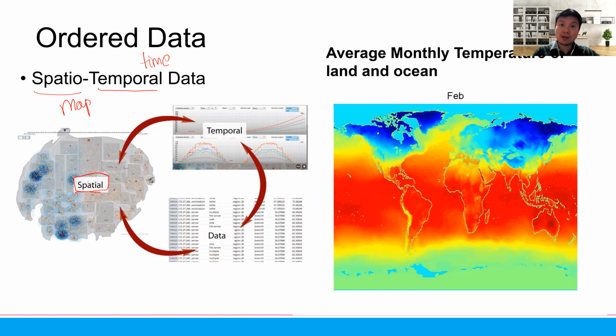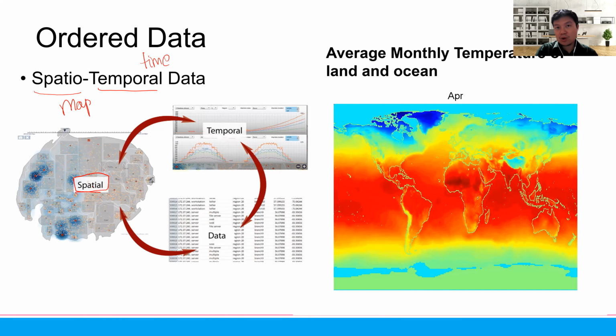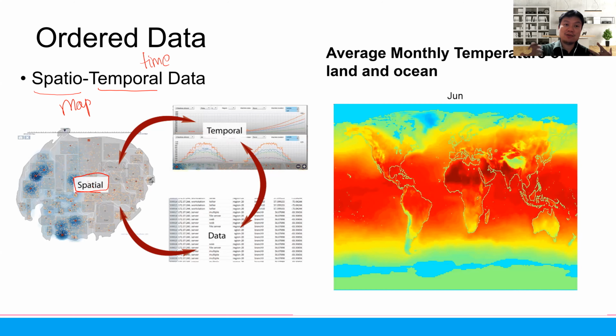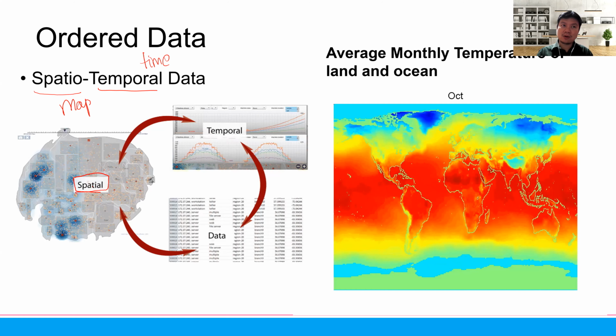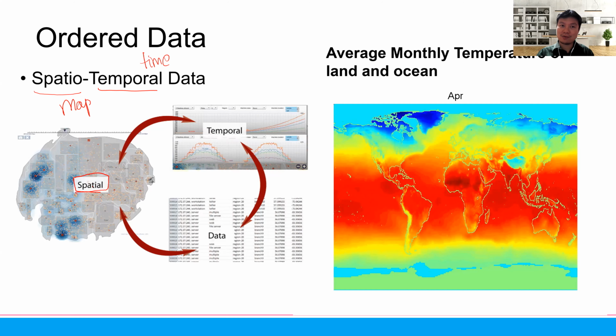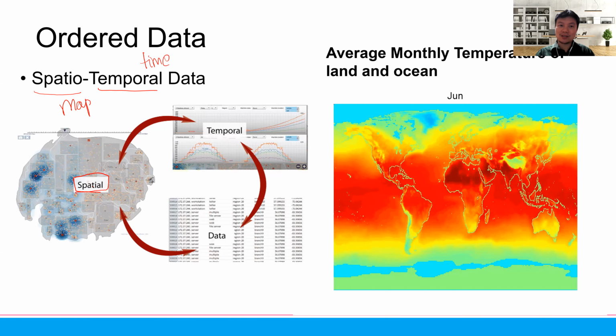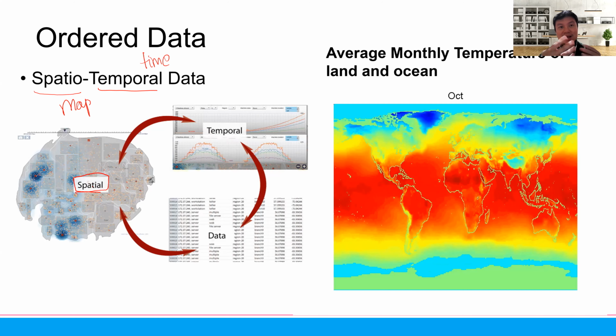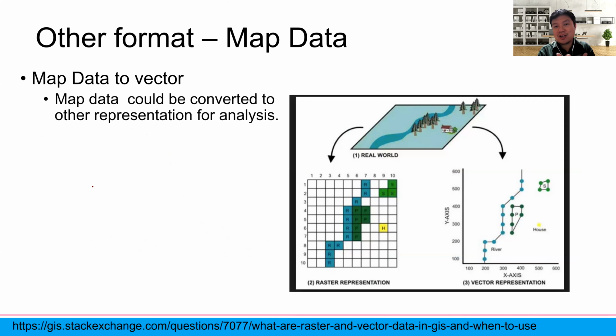For example, we know in Korea there are many typhoons, and we want to check the typhoons hour by hour. Okay, at 5 o'clock, where is the typhoon? At 6 o'clock, where is the typhoon? At 7 o'clock, where is the typhoon? So we have the temporal data and we want to analyze those data, and those data is an order data.